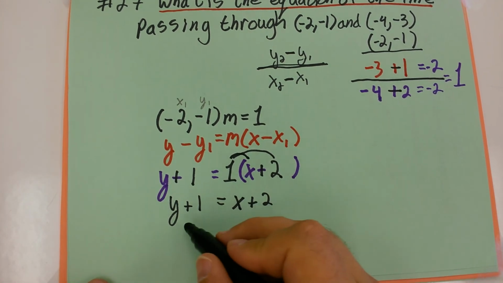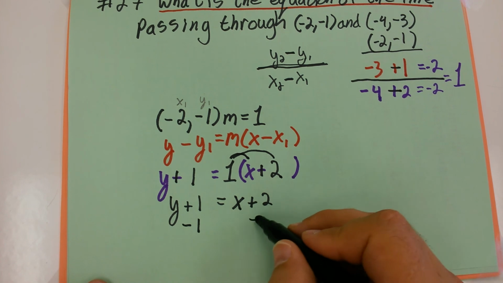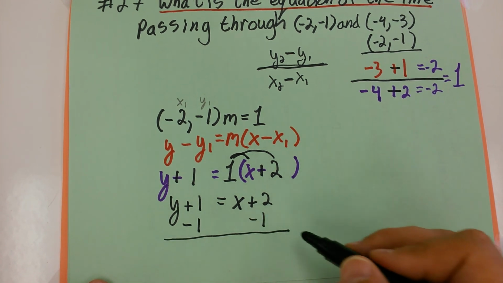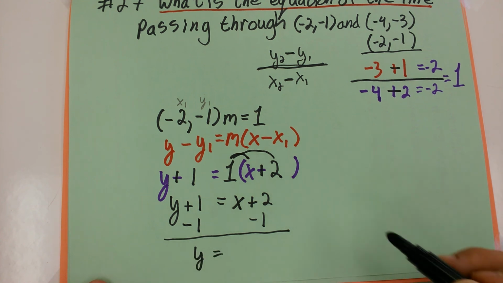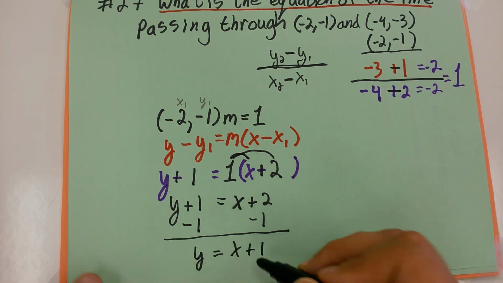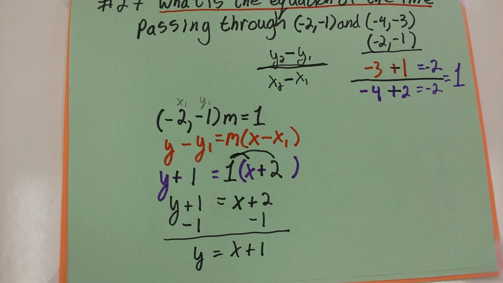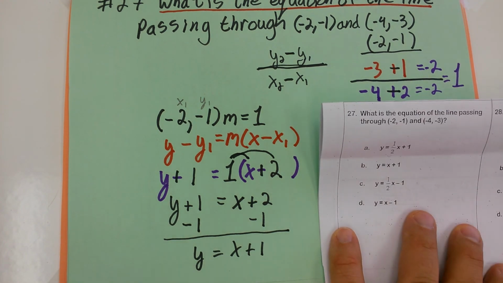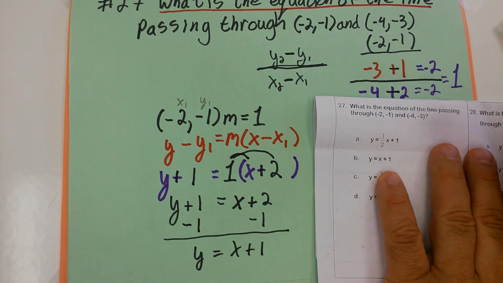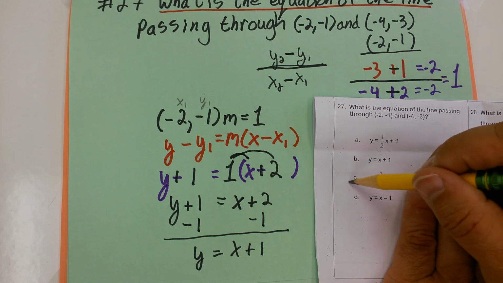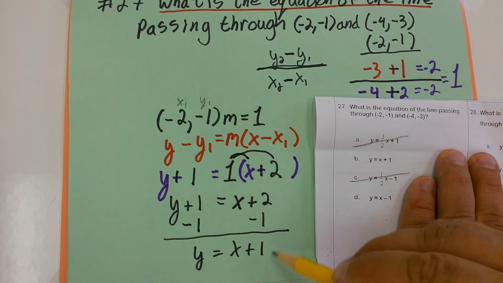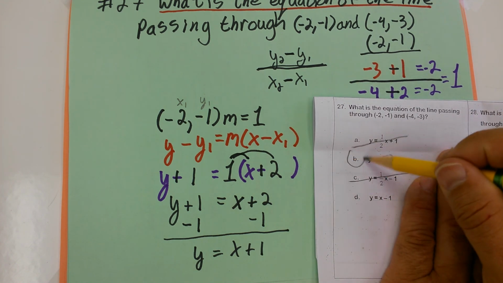Now all I need to do is subtract 1 from both sides. And my final answer is going to be y equals x plus 1. And from the choices on the PERT practice test, notice I have a 1/2, so it can't be that one. A 1/2, it can't be that one either. And then the +1, it has to be choice B.